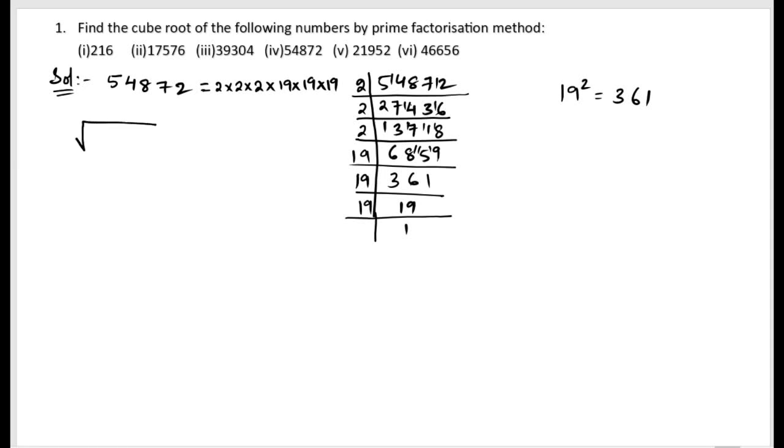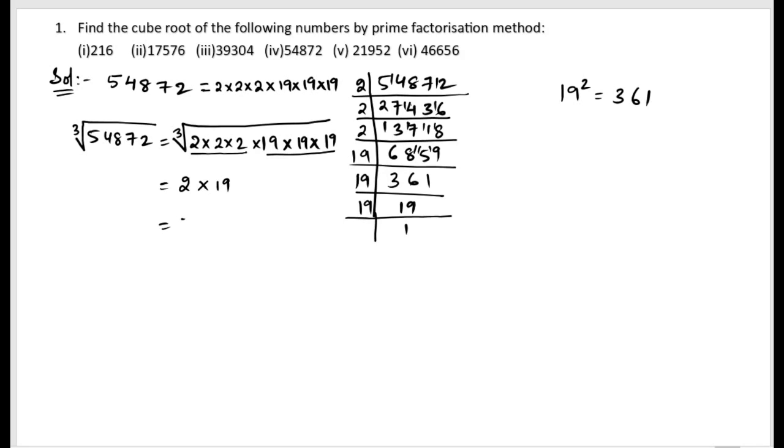Now let us find out the cube root of this. Cube root of 54872 is equal to cube root of 2 into 2 into 2 into 19 into 19 into 19. Since we know that if we are having three same numbers, then we will write down only single. Okay, so 19 is also 3 times, so we will put only single 19. 2 19s are 38. Hence cube root of 54872 is 38.